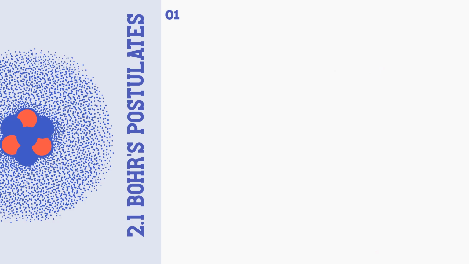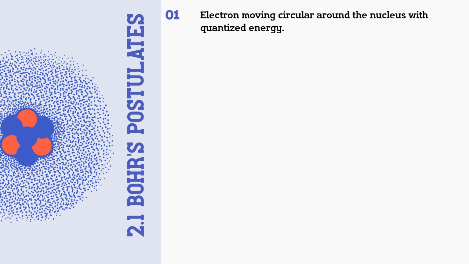Let's start with the first postulate. Electron moving in a circular orbit around the nucleus with quantized energy. Based on this postulate, we can introduce one formula, which is E equal to negative R_H, the Rydberg constant, times 1 over n squared.